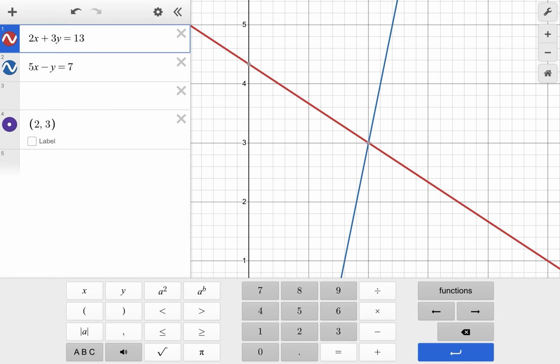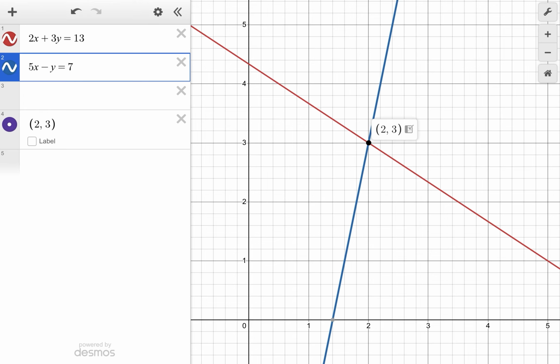So for the first one here, 2 times 2 is 4, plus 3 times 3, 9. So 4 plus 9 is 13. And likewise, you can also check for blue, and you'll see that 10 minus 3 is also equal to 7. So once again, this is the standard approach. You enter both equations as written, and then Desmos just gives you the point of intersection, right?